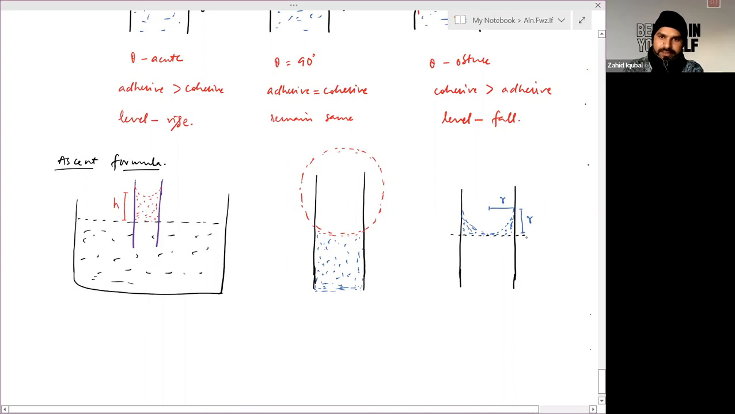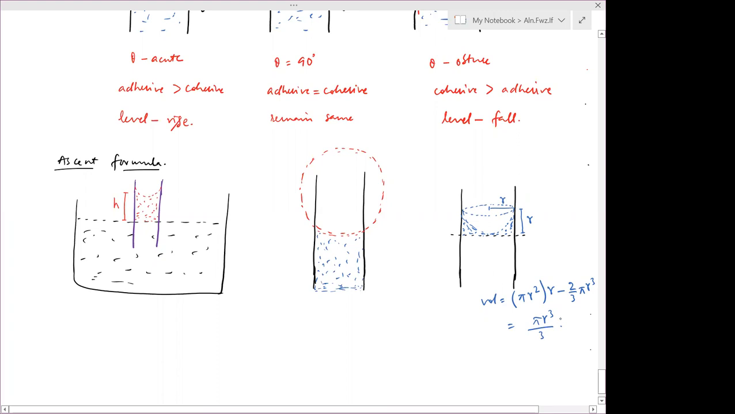So volume of this segment will be pi r square, area of its base, times height h minus, this is behaving like a hemispherical bowl, this part. So 2 by 3 pi r cube. So if you subtract this whole term, you'll get 3 minus 2, that is pi r cube by 3. Is it clear, Ifra? Yes, sir.